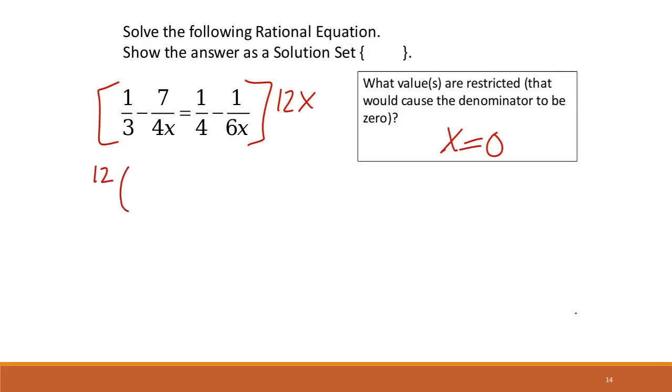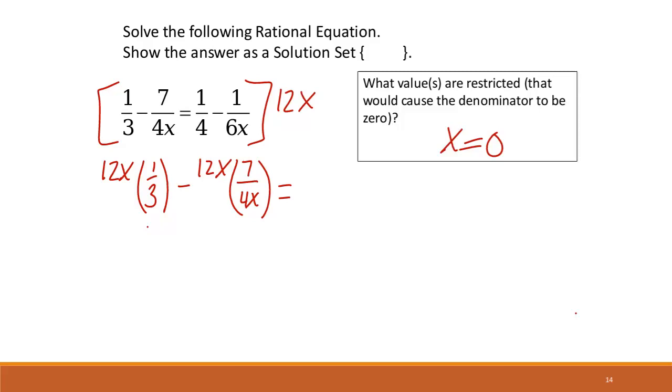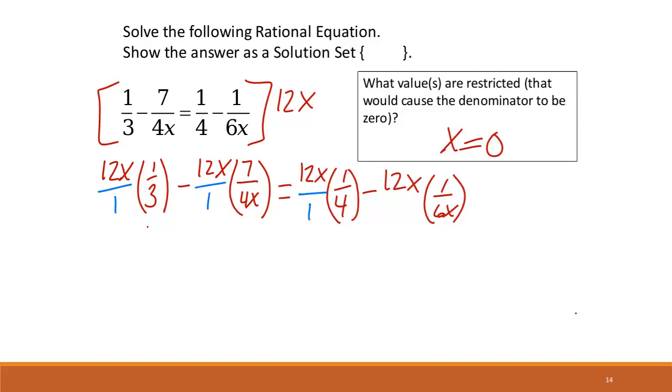So I'm going to write that out just in case you've been losing that idea there, that's what I'm doing when I'm doing this cancelization. So I'm doing 12x times 1/3 minus 12x times 7 over 4x equals 12x times 1/4 minus 12x times 1 over 6x. So in that step, I'm distributing that 12x to every single thing. We know that 12x can just be written over 1, right? Because anything divided by 1 is itself.